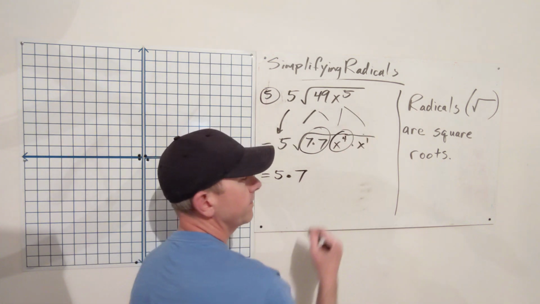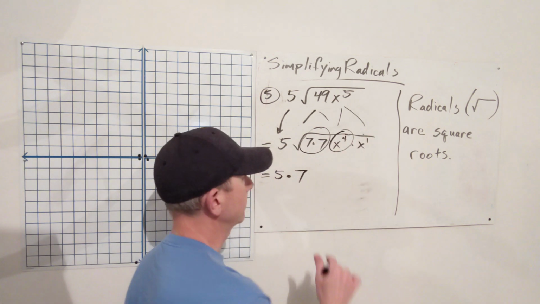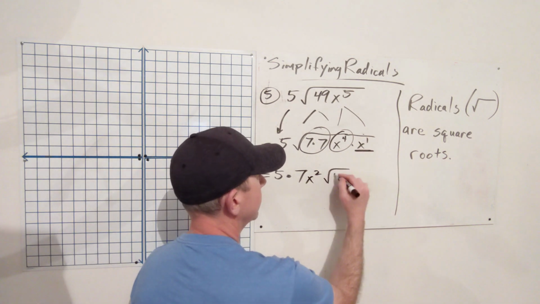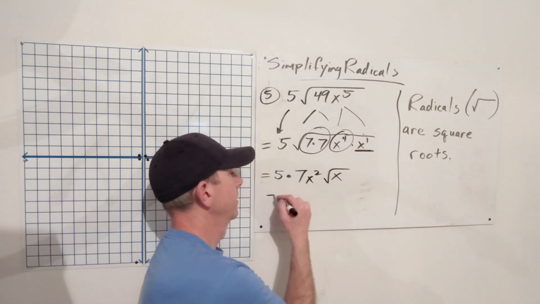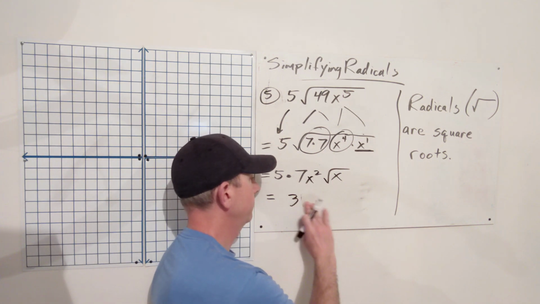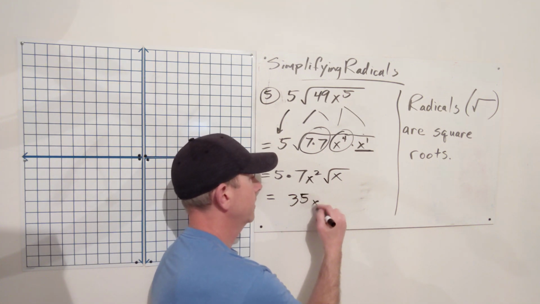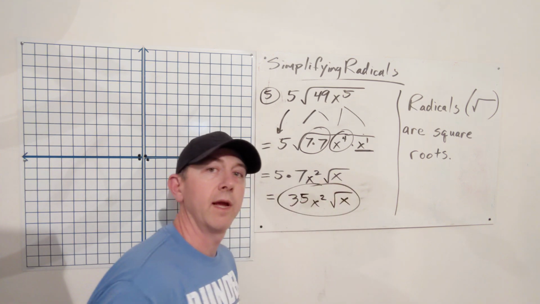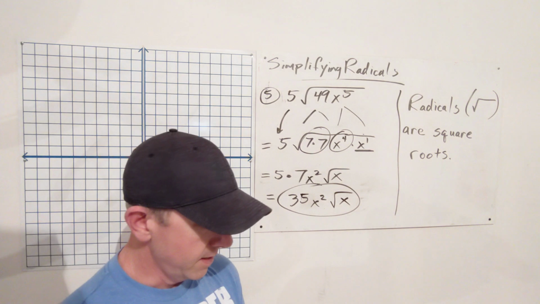x to the 4th is a perfect square, so we take half of the 4 and get x squared, and this one is left over, so that's the only thing left under the radical. Our final answer is 35 x squared radical x. So it's a little bit different with the kinds of answers we get on these.